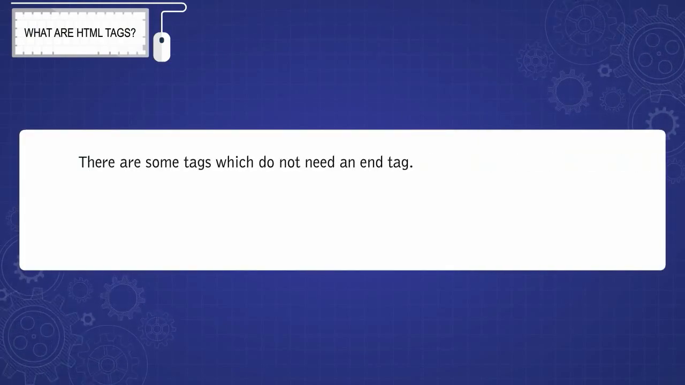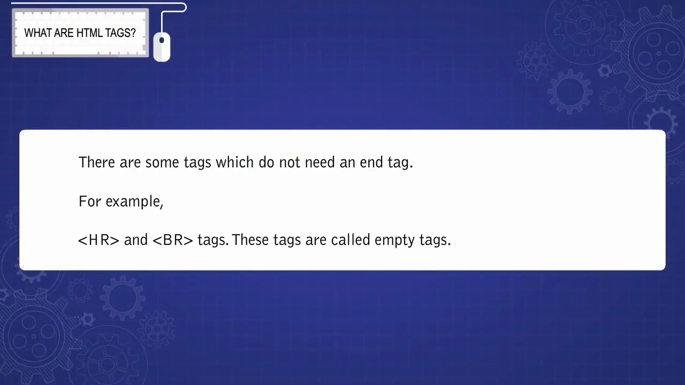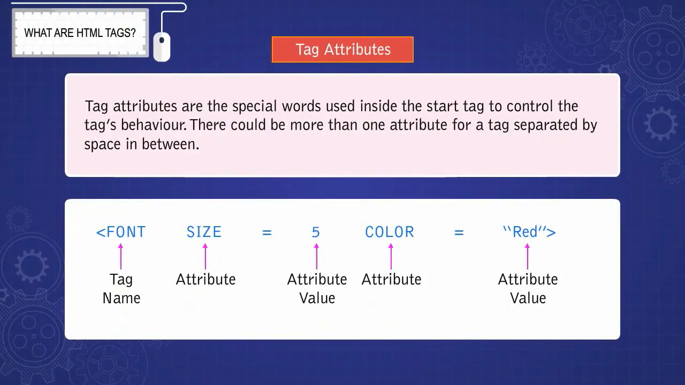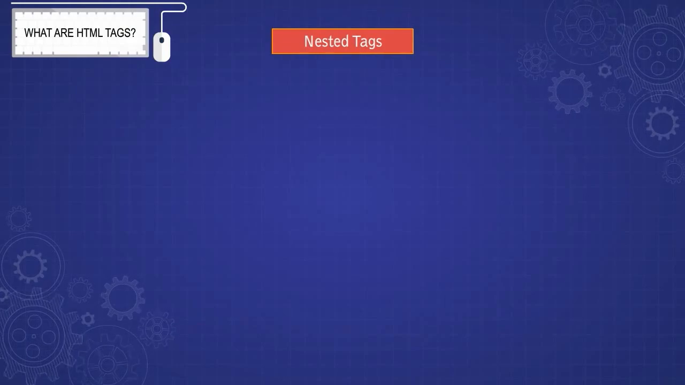There are some tags which do not need an end tag. For example, HR and BR tags. These tags are called empty tags. Tag attributes. Tag attributes are the special words used inside the start tag to control the tag's behavior. There could be more than one attribute for a tag, separated by space in between.